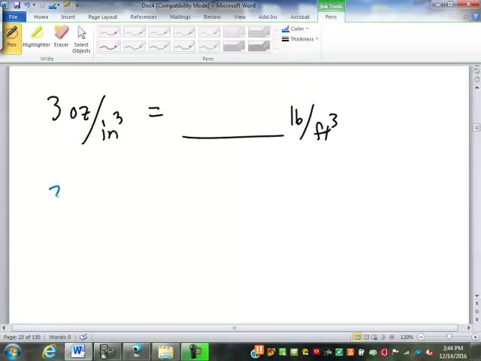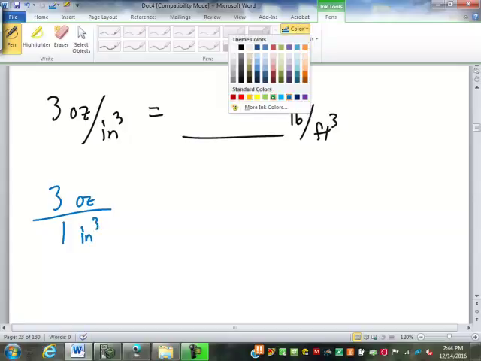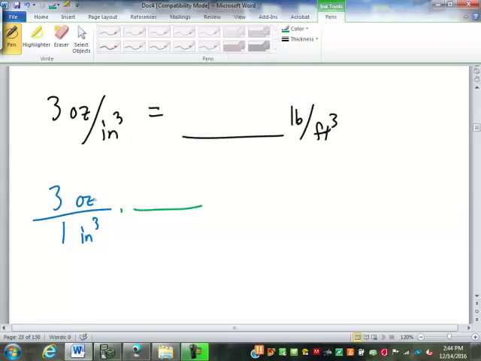So again, 3 ounces per cubic inch is 3 ounces over 1 cubic inch. I'll go ahead and get rid of ounces. We are changing ounces into pounds. So ounces go on bottom, so they'll cross cancel. Pounds on top. And now we know the relationship is 1 pound equals 16 ounces. So the ounces cancel out.